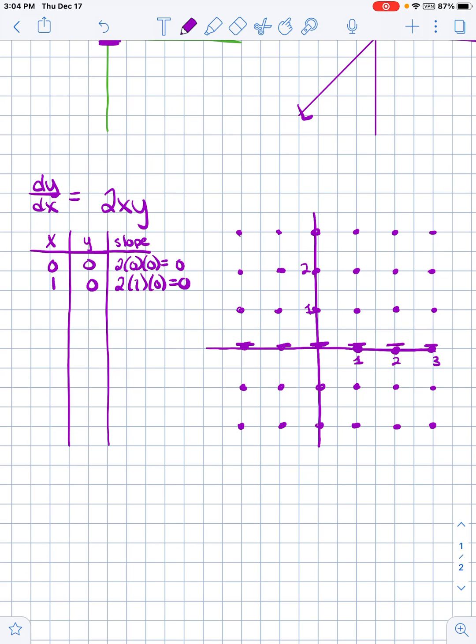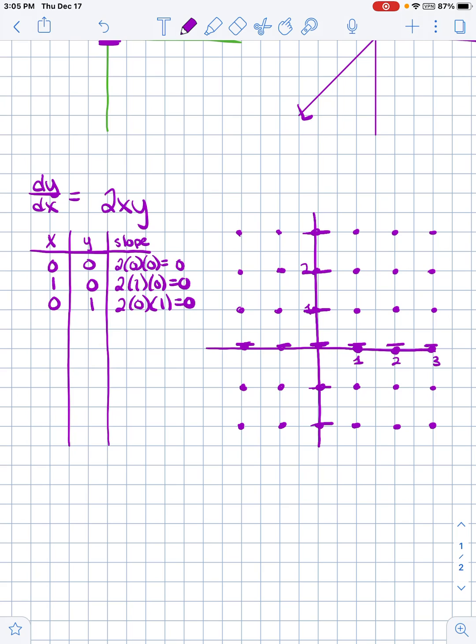All right, let's look at some other points on the axis then. Let's look at the point (0, 1). So if x is 0 and y is 1, that's 2 times 0 times 1. Slope is still 0. So anywhere that y or x is 0, the slope will be 0. So this is looking a little funny. Let's keep going.